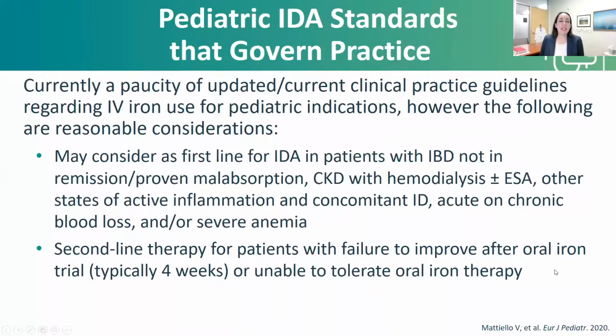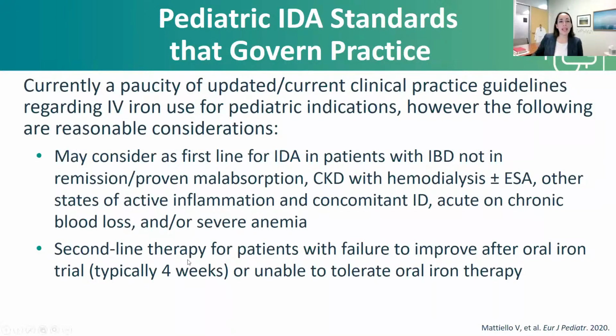In general, because there aren't really wide-ranging clinical practice guidelines regarding IV use in pediatrics, what you can consider first line is patients who have chronic inflammation who will not be able to tolerate or absorb oral iron: inflammatory bowel disease that is not in remission, chronic kidney disease in patients with hemodialysis needs who are on erythropoietin stimulating agents, since ESAs are more effective with IV iron, and any other active states of inflammation and concomitant iron deficiency. So think about rheumatologic patients and girls with heavy menstrual bleeding.